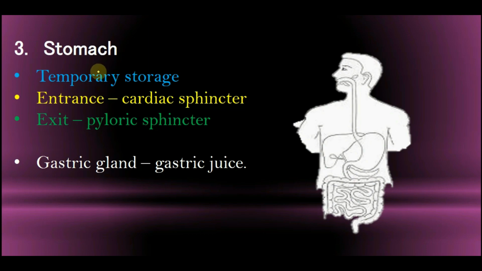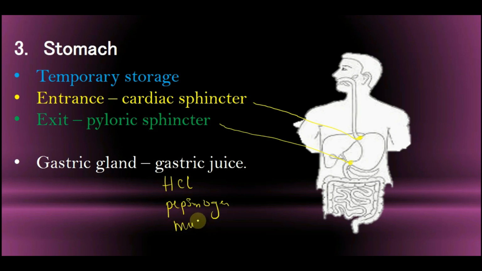Just a quick recap: the stomach acts as a temporary storage for food. The entrance of the stomach, like we've said before, is called the cardiac sphincter, while the exit is called the pyloric sphincter, and the stomach contains gastric glands that secrete gastric juice. And the gastric juice is basically made up of the hydrochloric acid, pepsinogen, and mucus.